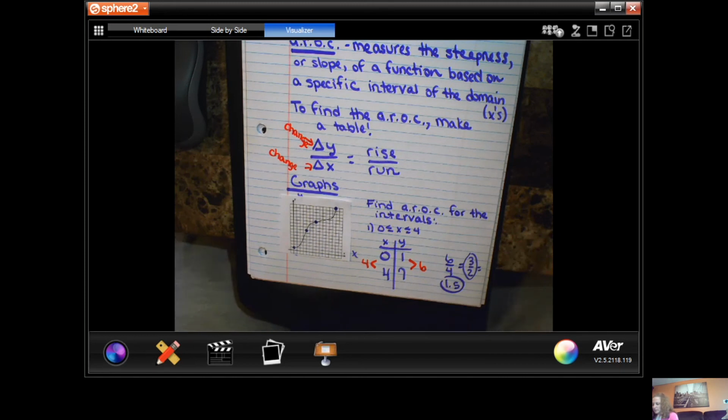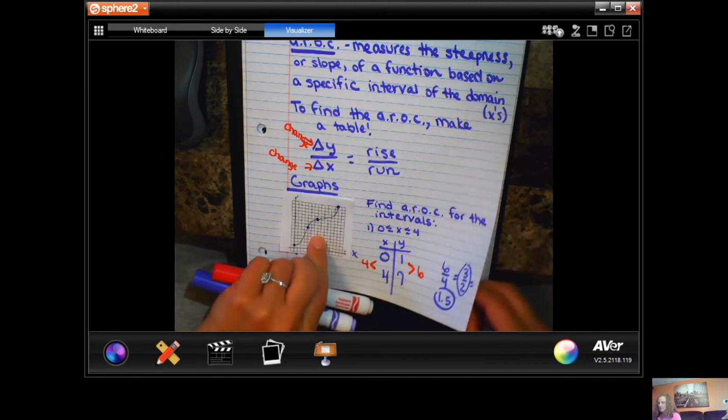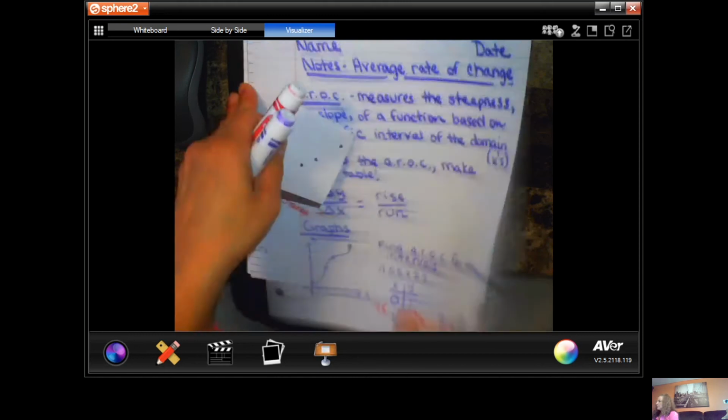Let's try another one. I ran out of room, so I'm going to go to the back, but I'm going to bring this little graph with me so we can see it for reference. So we're going to do another example. This is example 2.